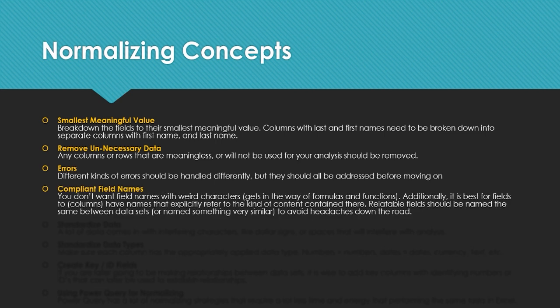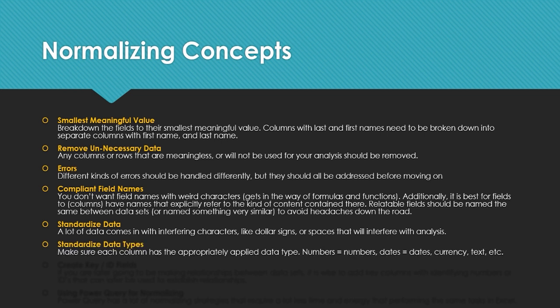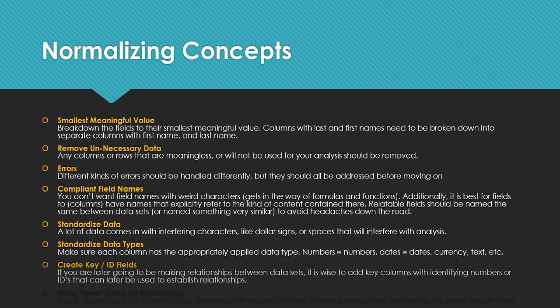We also want to make sure that we have compliant field names. We don't want any field names with weird characters. We also want to make sure to standardize our data. We also want to standardize our data types. This means that each column of data should have the appropriately applied data type, meaning dates should have a date data type, text should have a text data type, and numbers should have a number data type.